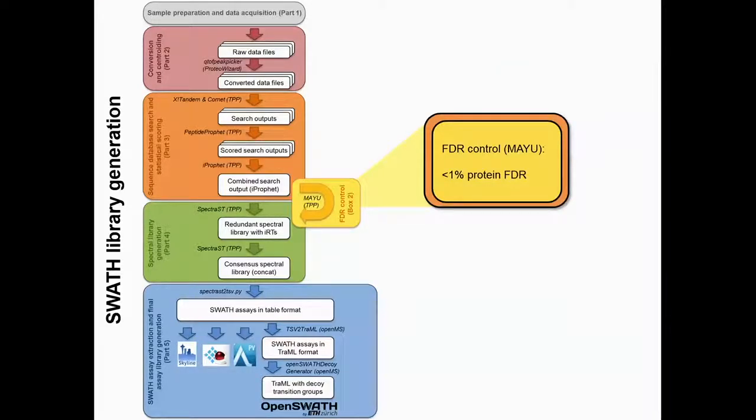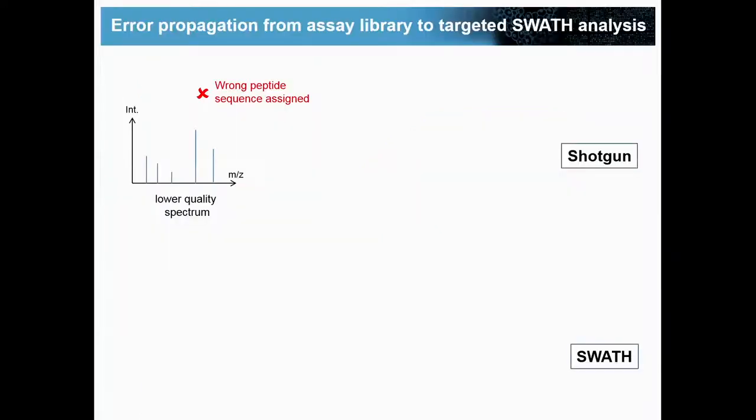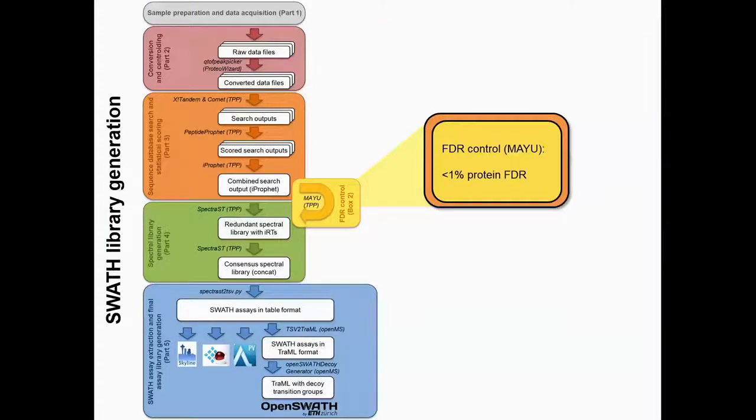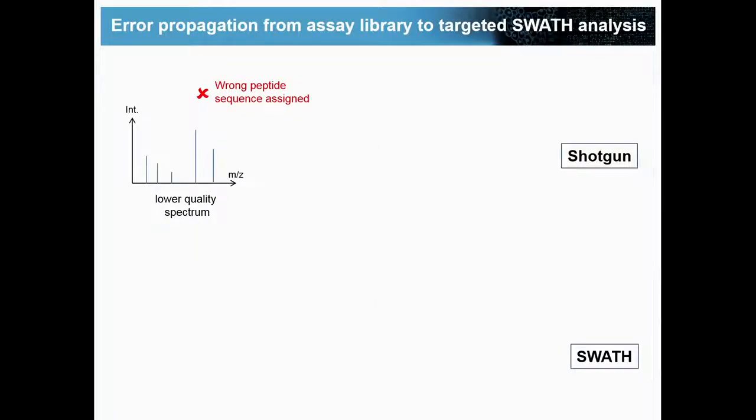So FDR control is another issue. At this point, I think it's interesting to talk about what happens if you have a spectral library, but there are some errors in the spectral library. How will this affect peptide-centric analysis of DIA data? So let's imagine that there's a spectrum here. This is an MS2 spectrum, and for whatever reason, this is a somewhat lower quality spectrum. You get the wrong peptide sequence assigned in the DDA analysis. The search engine says this is some peptide sequence, but it's the wrong one.